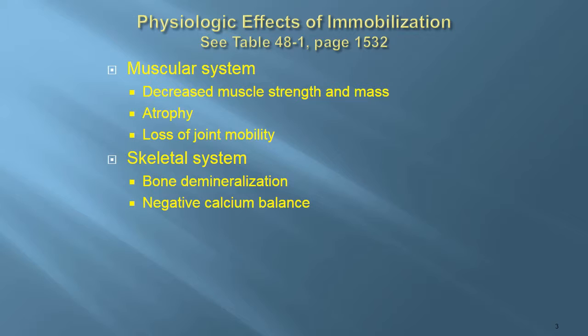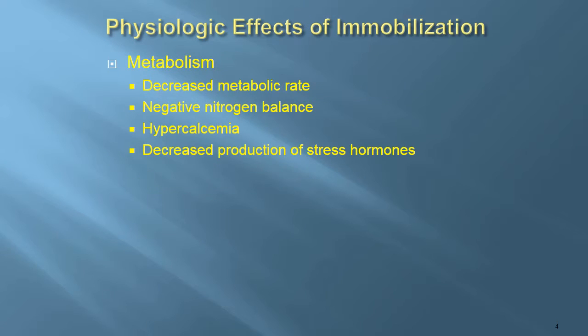muscular system, where it causes a decreased muscle strength and mass. It causes atrophy and a loss of joint mobility. It also affects the skeletal system with bone demineralization and negative calcium balance. Immobilization affects metabolism. It causes decreased metabolic rates, a negative nitrogen balance, hypercalcemia, and a decreased production of stress hormones.